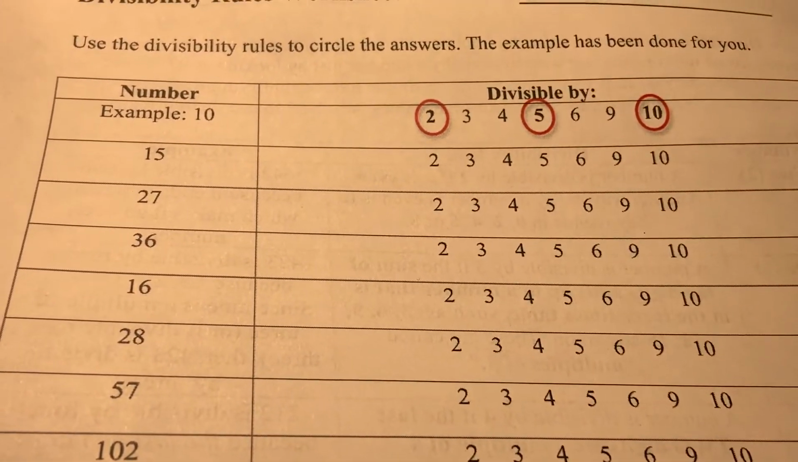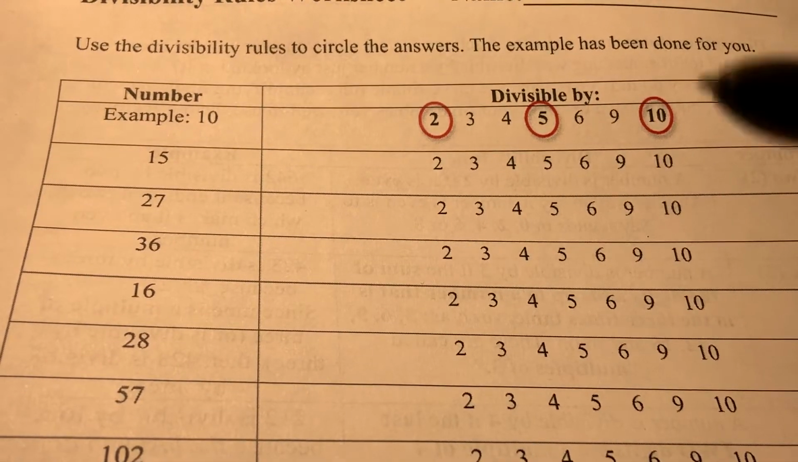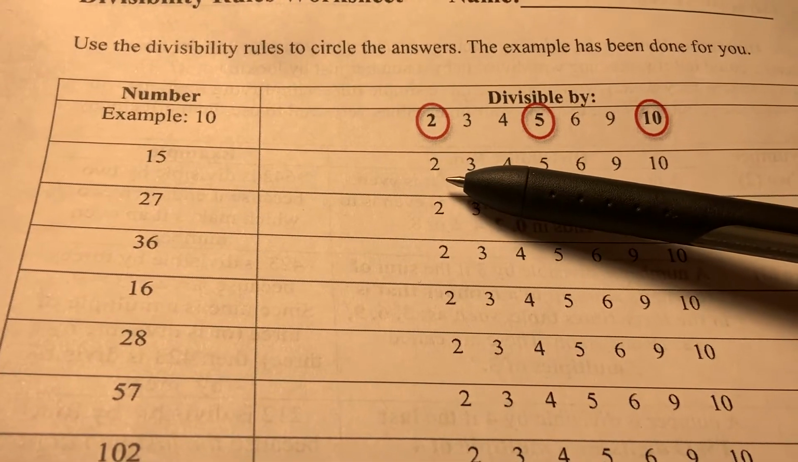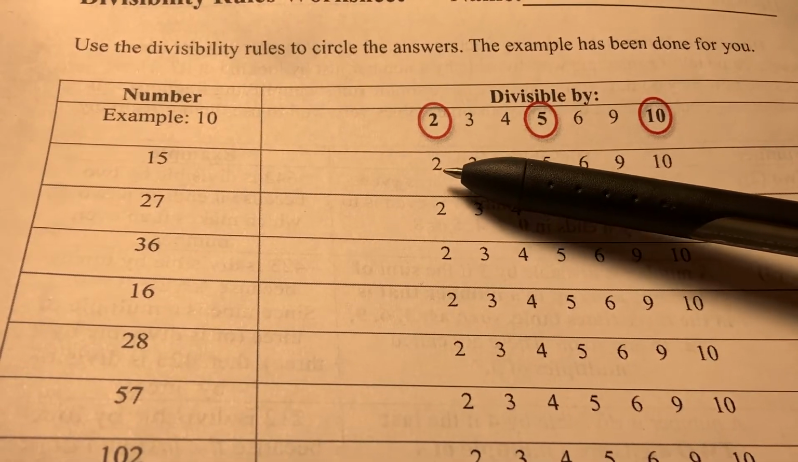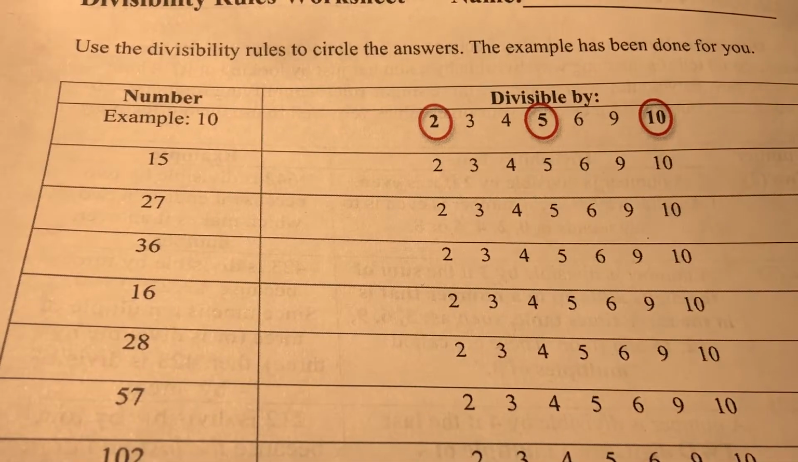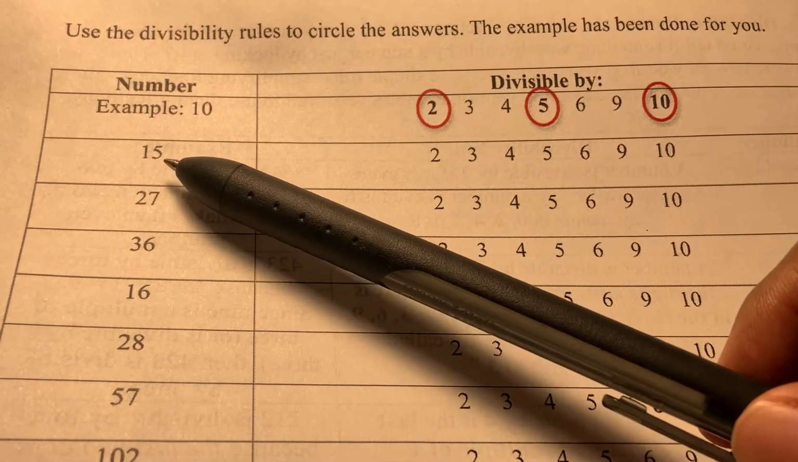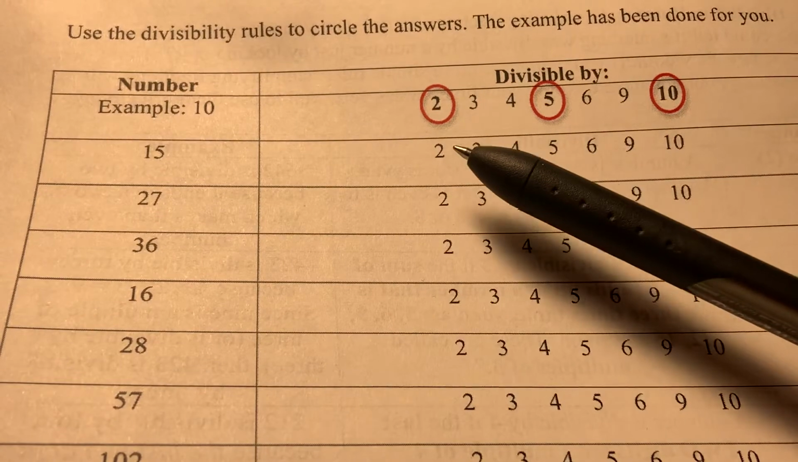So let's use our divisibility rules. What's the rule for the divisibility rule for 2? Well, we know that 2 can go into a number if the number is even. How do we know if the number is even? Look at the last digit, right? Well, the last digit is a 5. Is 5 even? No, right? So I'm not going to circle 2.